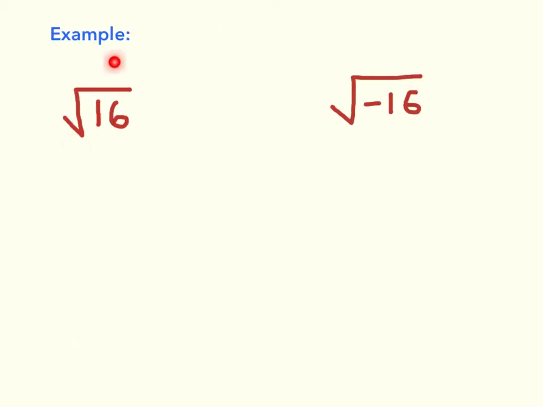Previously, the square root of 16 we've always known to be 4. And actually, it can be 4 or it can be -4. Because 4 squared will be 16, or -4 squared will also be positive 16. So we would write that as the square root of 16 is plus or minus 4.